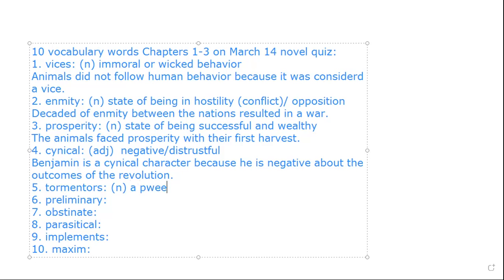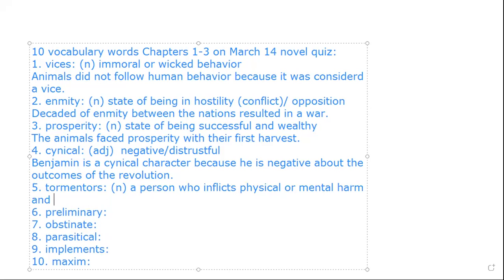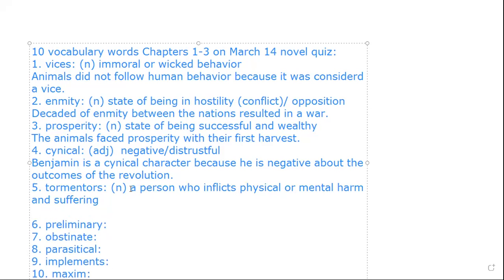Okay, so a tormentor is a person who inflicts a physical or mental harm. Again, physical here is when you whip somebody or beat them, or mental, when you bully them or you say something bad to them. Negative words are also a way of tormenting someone. This is what a tormentor does. Here the humans were considered the tormentors to the animals.